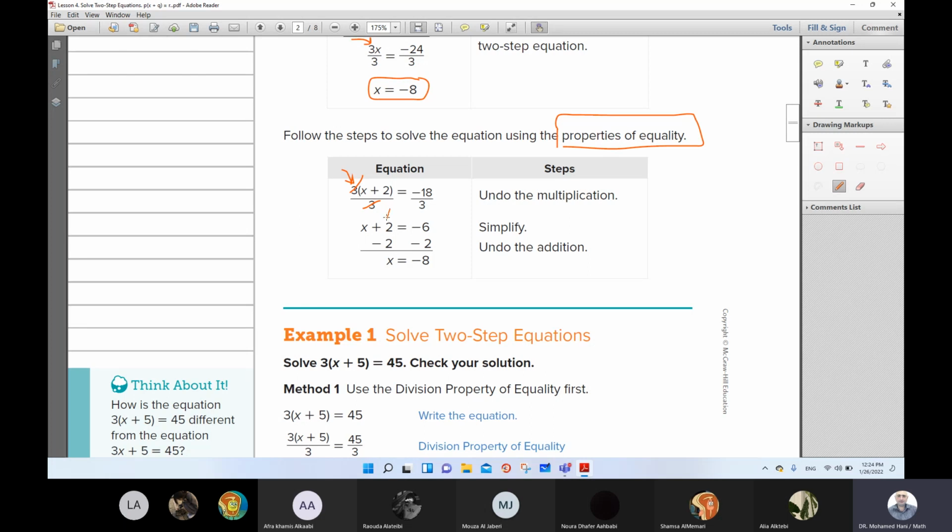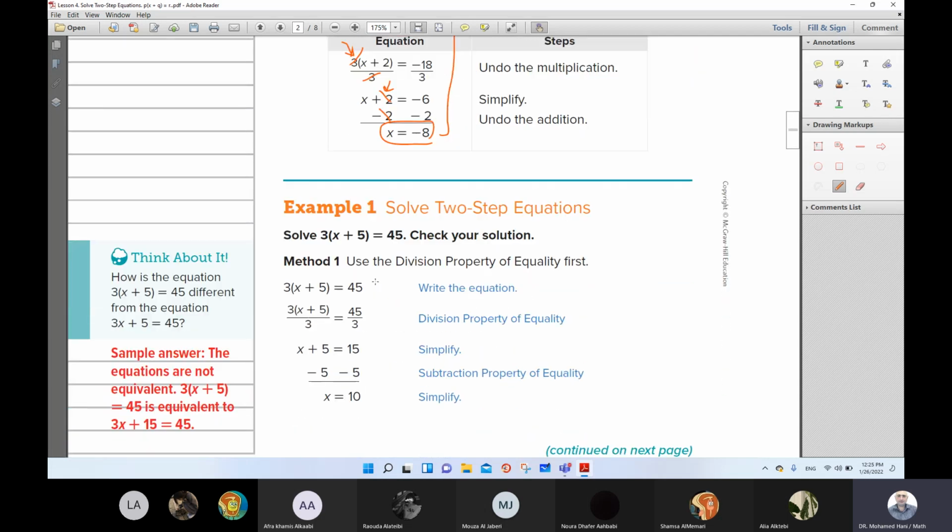Then try to remove the constant from this side. We have plus 2, so add the inverse of plus 2, which is negative 2. Add negative 2 to the two sides. Plus 2 and negative 2 will be 0. Remains here x. In the second side, negative 6 plus negative 2 will be negative 8. As you see, we have in the two methods the same answer. So the solution of this equation will be x equals negative 8.